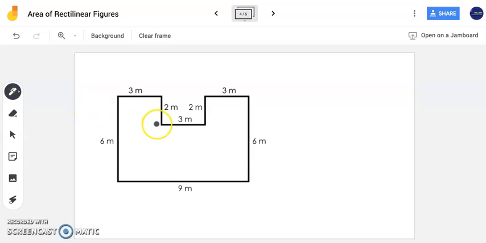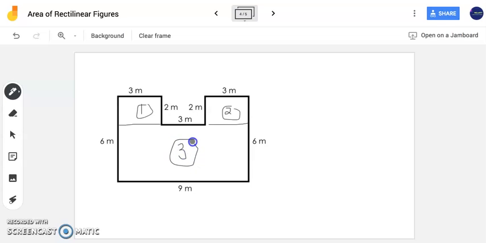So another way we can do it is also breaking it into 3 rectangles going this way as well, horizontally. Either way is correct. You can choose whichever way works best for you. But what I'm going to do now is label figure 1, figure 2, and figure 3.